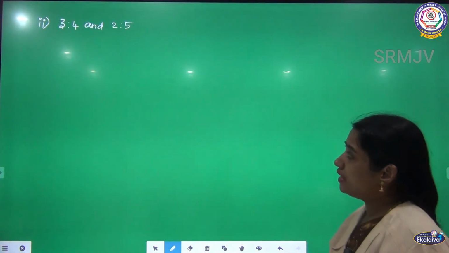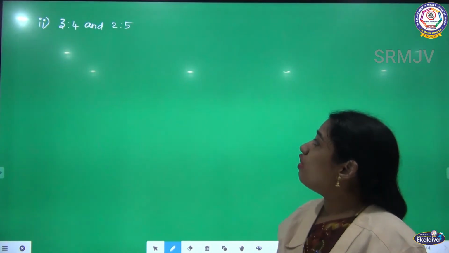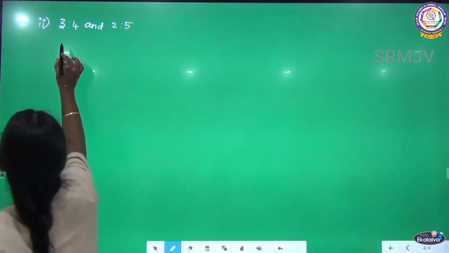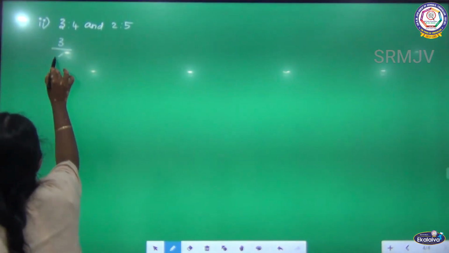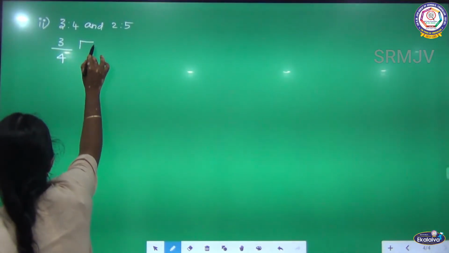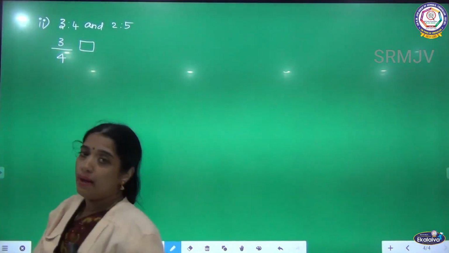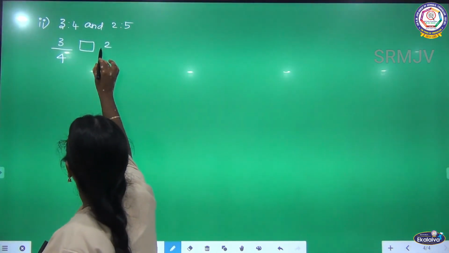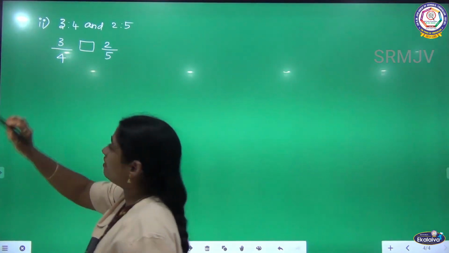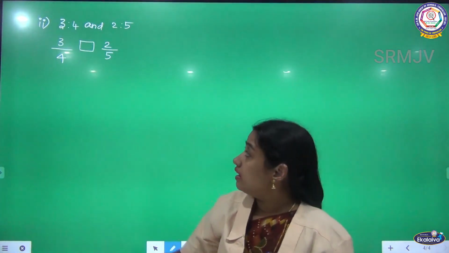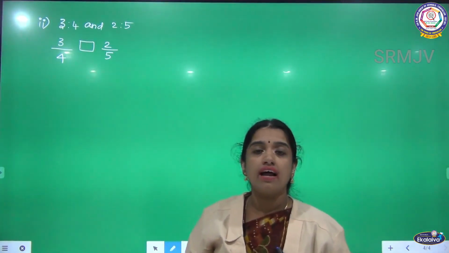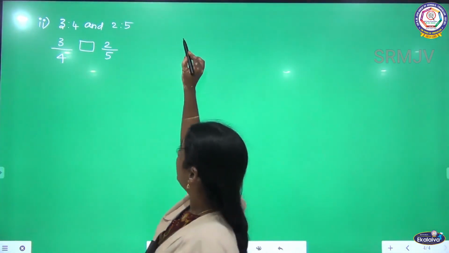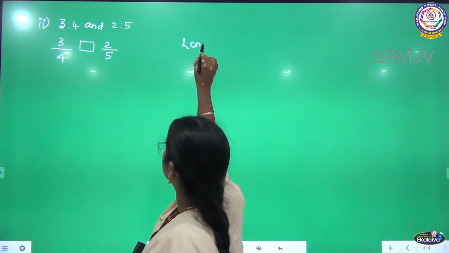Listen, same thing, 3:4 and 2:5. Now 3:4, instead of the ratio sign, replace it with a box. Now 2:5 I can write as 2 by 5. Same thing, different denominators. It is an unlike fraction. So make it a like fraction. Introduce the LCM here. Same thing.